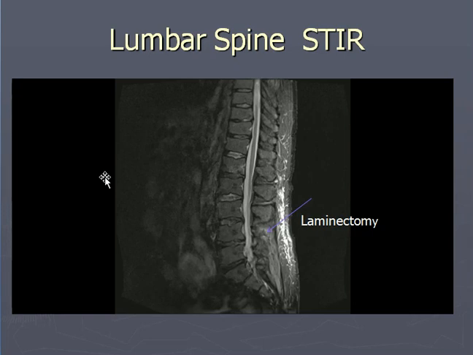The patient underwent surgery and the arrow marks the area of laminectomy. Here you can see the missing spinous processes in the lower lumbar region and sacral region.